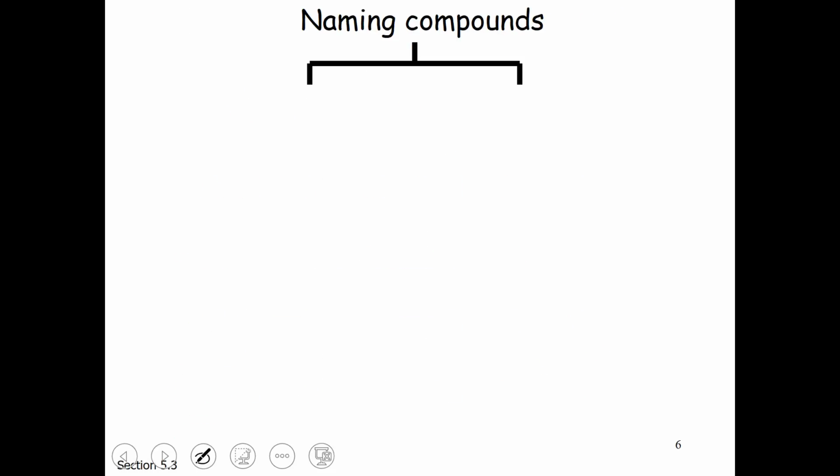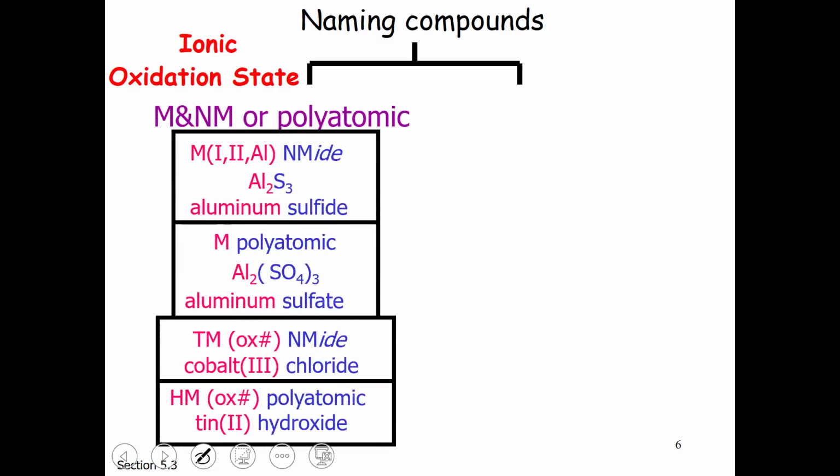The next part of this lecture covers naming compounds. And as a reminder, for ionic compounds, we're concerned about the oxidation state. So whenever we have a metal and a nonmetal, or a polyatomic, this is a reminder that the cation name is typically unchanged for groups 1, 2, and aluminium. And if we have a monoatomic anion, the ending is -ide. If we're involved with a polyatomic, we can just go with aluminium sulfate.